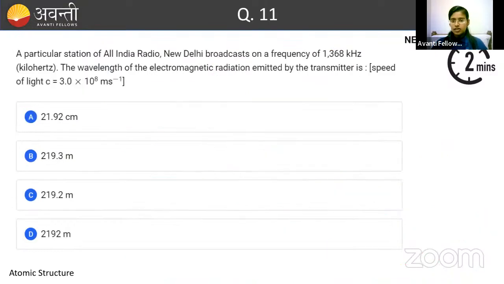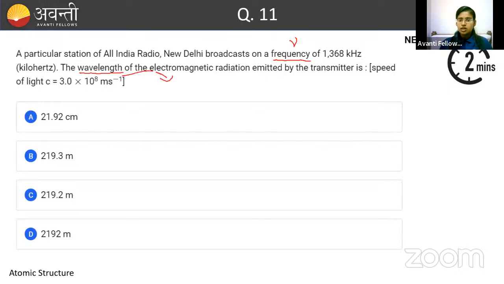It is question number 11 and it is from NEET 2021. Okay. So let me read the question. A particular station of All India Radio, New Delhi, broadcasts on a frequency of 1368 kilohertz. The wavelength of the electromagnetic radiation emitted by the transmitter is, the speed of light is given. So frequency is given to us. What is meant by frequency? It is denoted by the letter nu. Nu is given. We are asked to find out the wavelength.